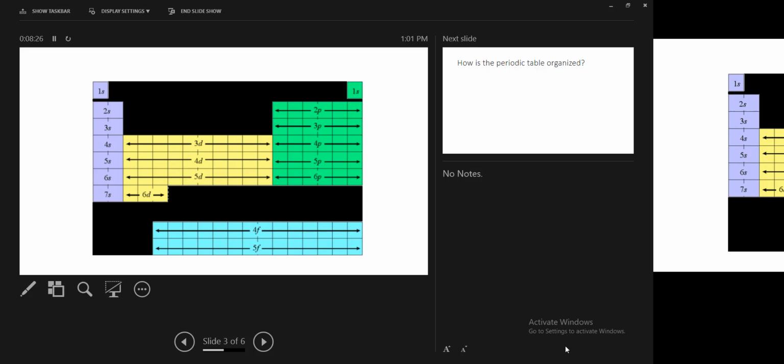6. How many elements are there in this 3d subshell? 10. And how many electrons fit in a d subshell? 10. 5 orbitals, 2 electrons each. Same thing with the f. There are 14 elements here, and how many electrons fit in an f subshell? 14. It is not a coincidence. The periodic table is structured this way to accommodate that.